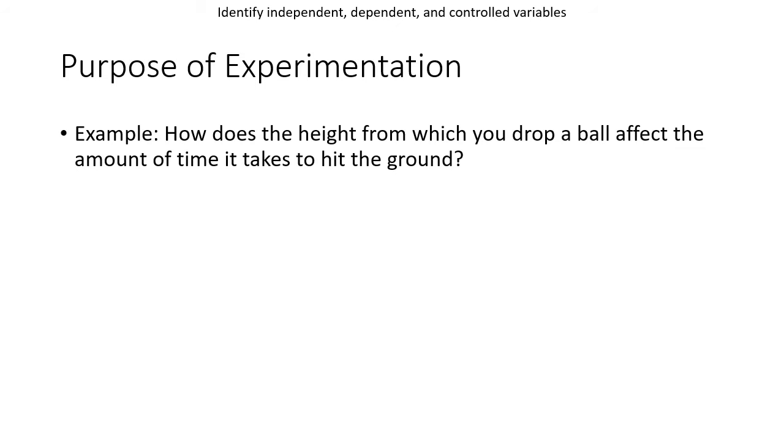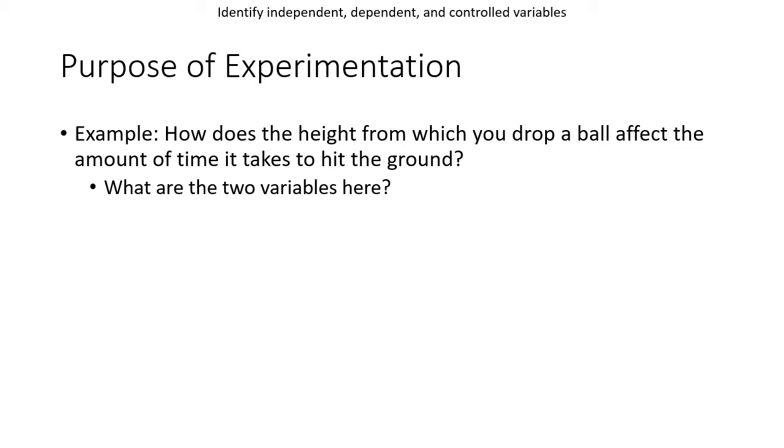So here is an example of an experiment that we are going to use for the rest of this lesson. So the question is this. How does the height from which you drop a ball affect the amount of time it takes to hit the ground? So I want you to ask yourself this, and once you've asked yourself this question, pause the video and write down what you think the answer is. What are the two variables here that we're going to test? So pause the video, write down your answers.